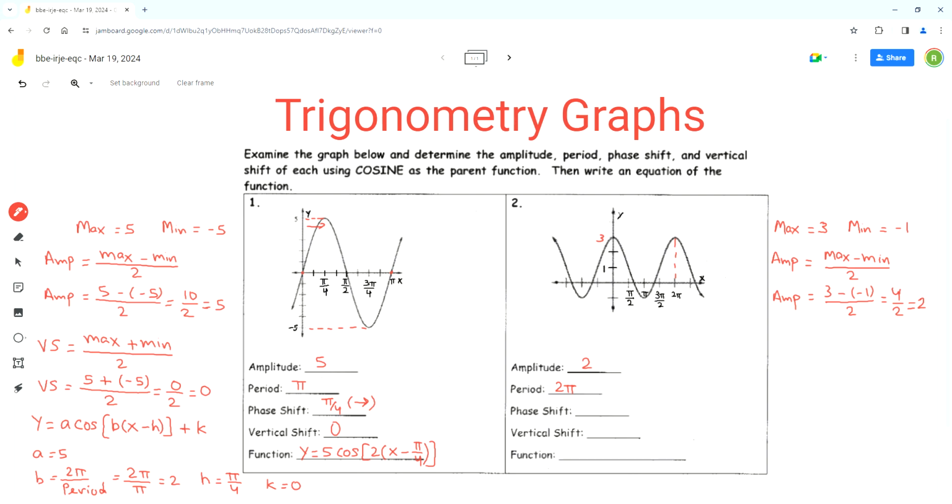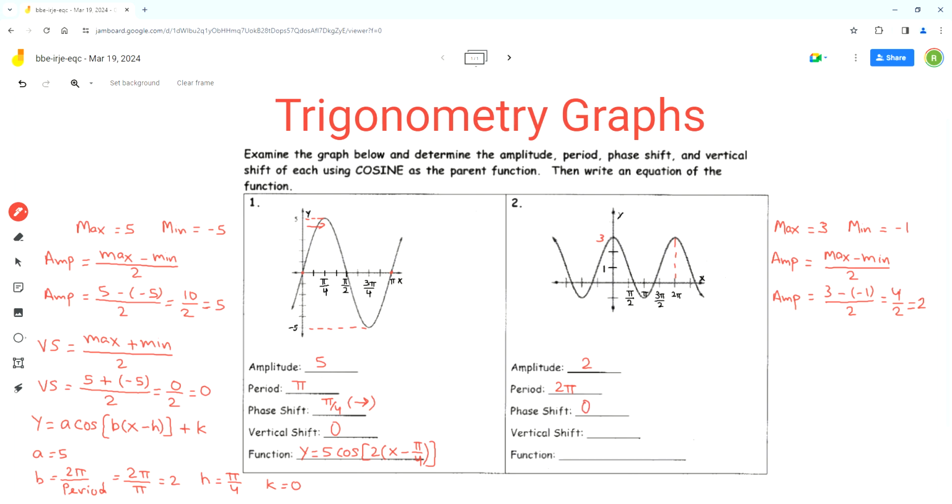And then the phase shift. In this case, the highest point or the maximum point is on the y-axis. So there is no phase shift because this is the cosine function. So the phase shift is 0.